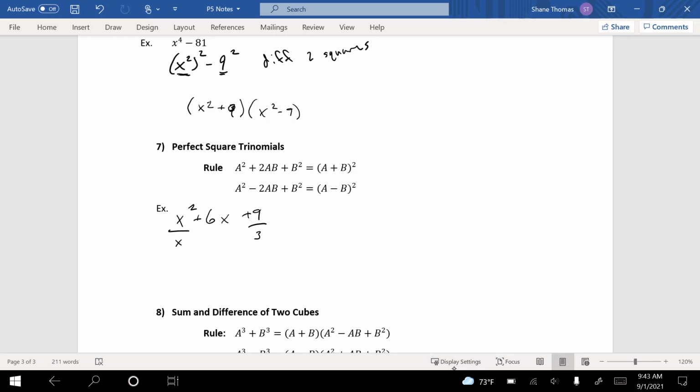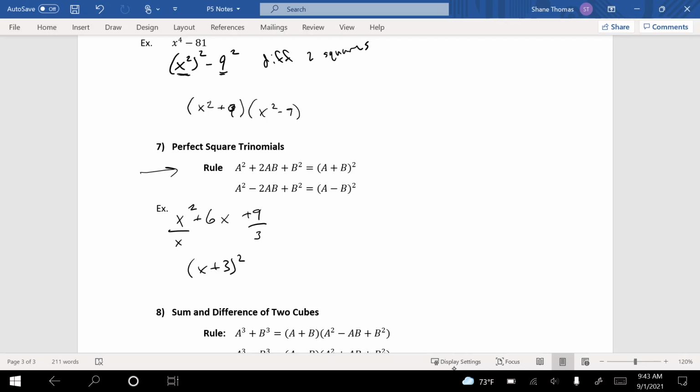Now if I multiply 3 times x, what do I get? 3x. Multiply it by 2, what do you get? 6x. Is that the middle term? Yeah. So it fits this rule. Okay? So in this case, I'd have x plus 3 squared. So first thing you have to do: a term is a perfect square, c term is a perfect square. Square root it to see what your roots would be. Multiply them together times 2 and check it.